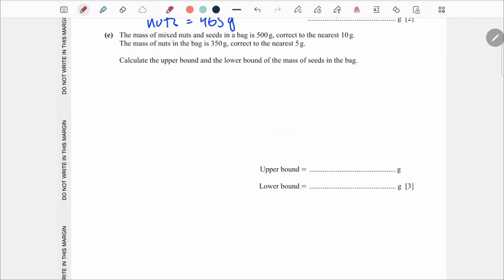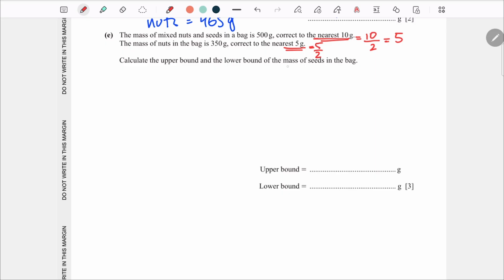Part E, the mass of mixed nuts and seeds in a bag is 500 gram. Correct to the nearest 10 gram. So 10 divided by 2, this will give us 5. This number 5 will be added and subtracted to get the upper bound and the lower bound. The mass of nuts in the bag is 350 gram. Correct to the nearest 5 gram. So 5 divided by 2 will be added and subtracted.